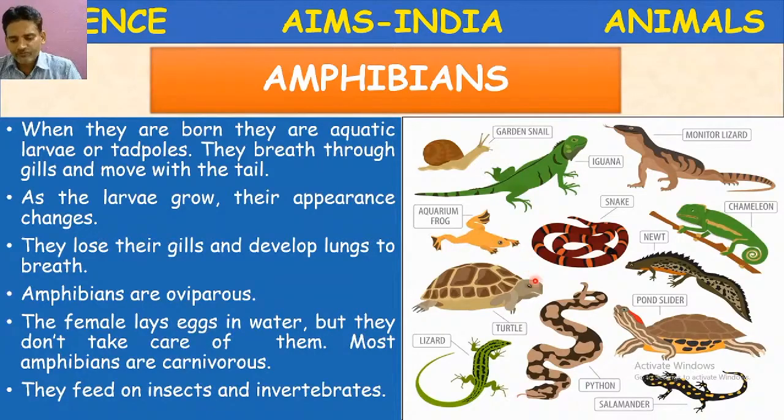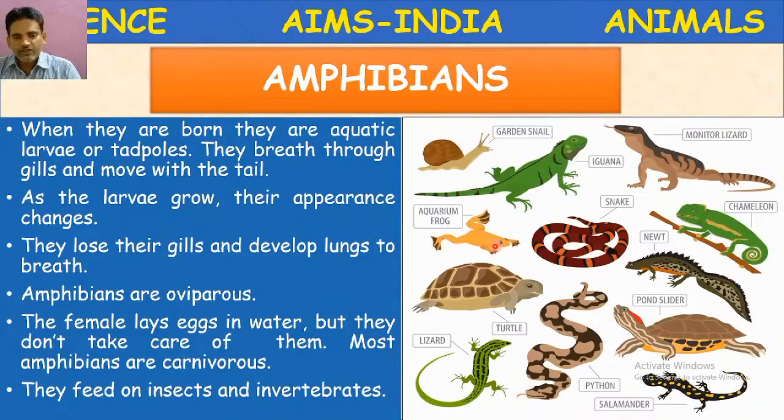Next, the body is divided into distinct head and trunk. Head and trunk, that's all. Neck and tail may or may not be present. If you take frog, here tail is not there. If you take newt, tail is there. If you take salamander, tail is there. In the next slide, we are going to discuss about the different types of amphibians.